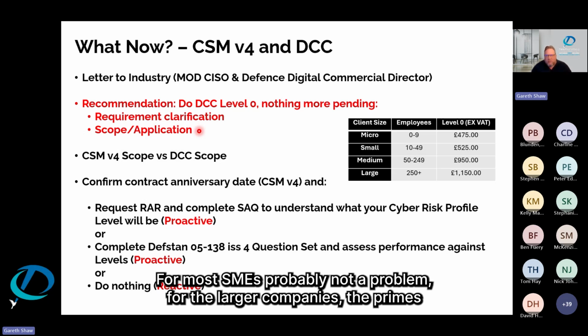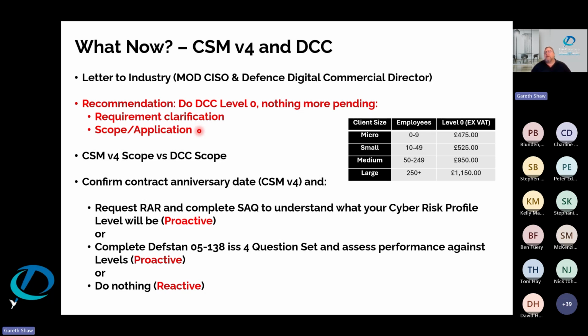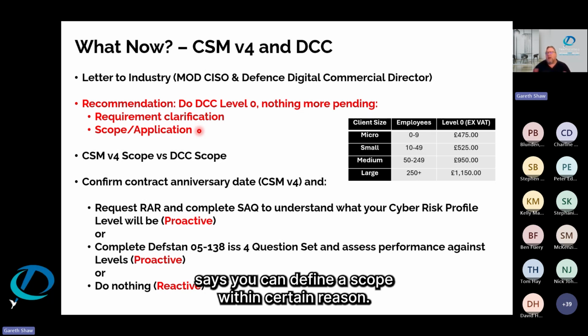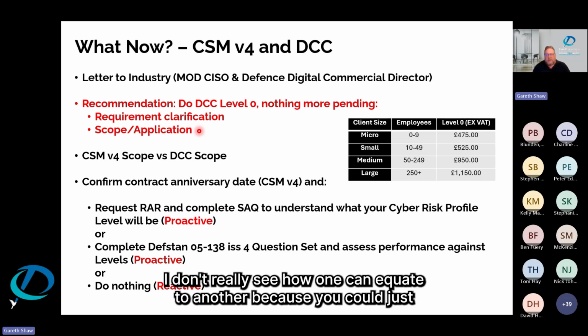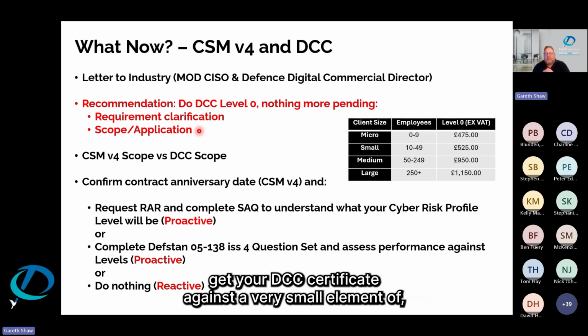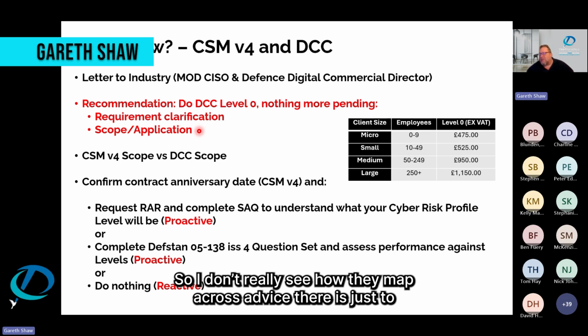For most SMEs, probably not a problem. For the larger companies, the primes, a real big problem and a very expensive problem, and some of them are really pushing back on it. Whereas DCC says you can define a scope within certain reason. Until this scope is figured out, I don't really see how one can equate to another, because you could just get your DCC certificate against a very small element of your network, whereas CSM wants it across your whole organisation. So I don't really see how they map across.